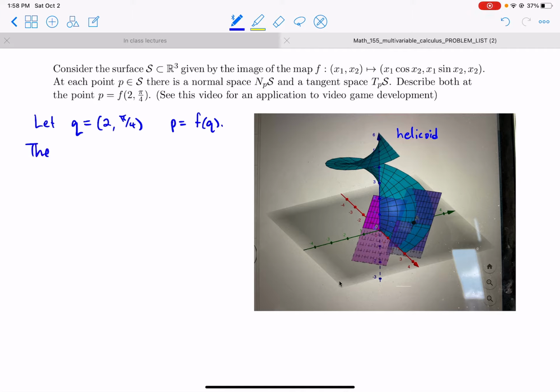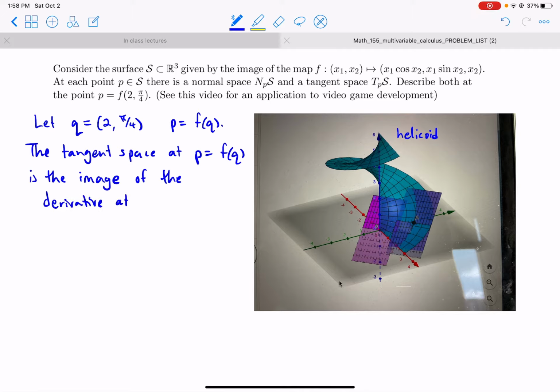So the tangent space at P equals f of Q is the image of what map? It's the image of a map. The image of the derivative at Q, or we'd say derivative of f at Q. Okay, so it's the image of that linear map, which is why it's a plane. It's a linear flat plane.